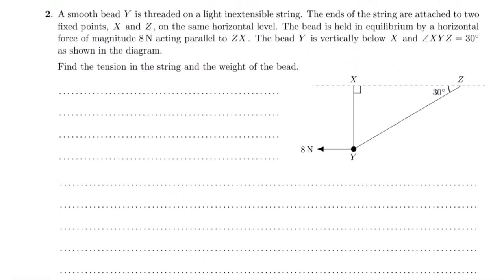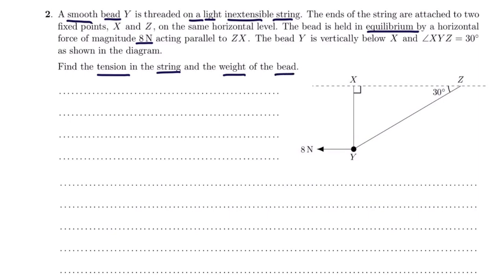Okay, so this one, we have a smooth bead, quite important, threaded on a light inextensible string. The ends of the string are attached to 2 fixed points X and Z on the same horizontal level. The bead is held in equilibrium by a horizontal force of magnitude 8 acting parallel to ZX. The bead Y is vertically below X with angle XYZ 30 degrees. We need to find the tension in the string and the weight of the bead.